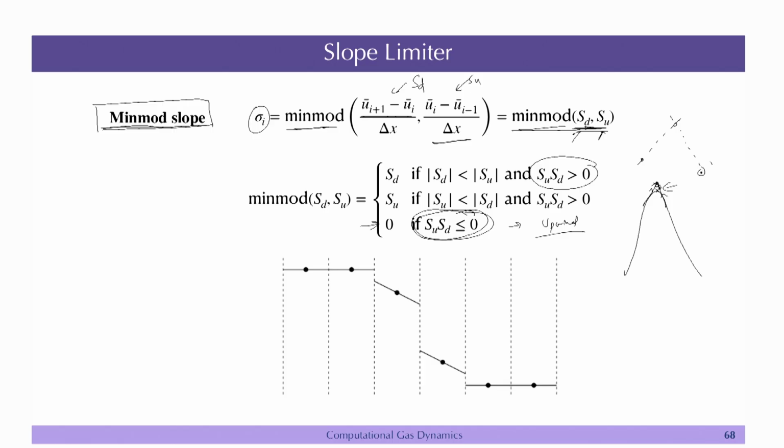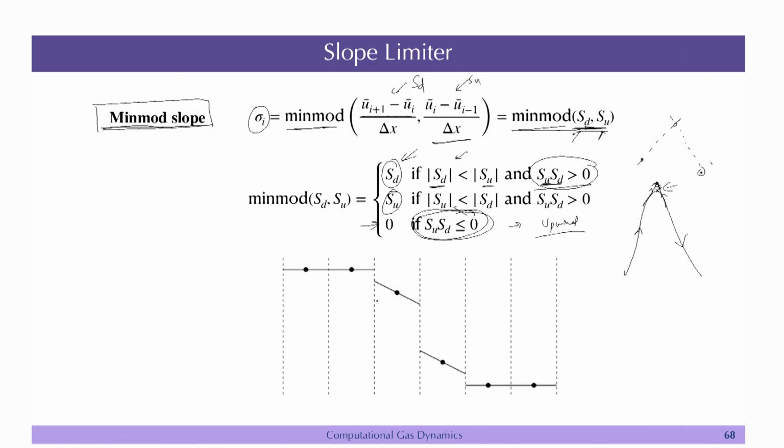But whenever it is either going up or going down, that means your S_u and S_d on both sides of the cell have the same sign, so their product is greater than 0. In that case, you have to pick the slope which is lower. So, you take the magnitude of the downwind slope and the upwind slope, and if S_d is lower than S_u, then you pick that. If S_u is lower than S_d, then you pick that.